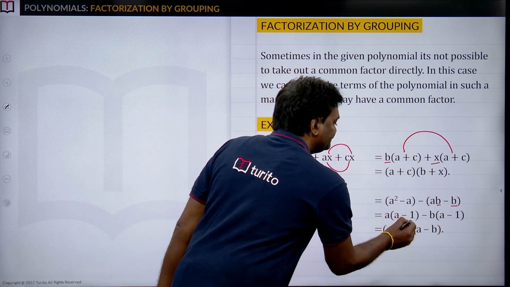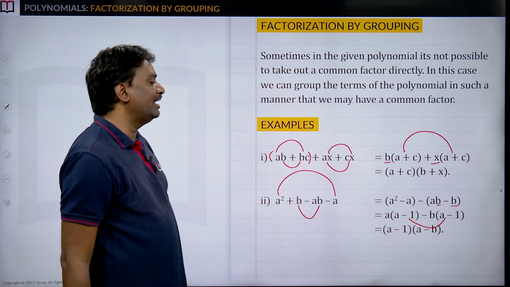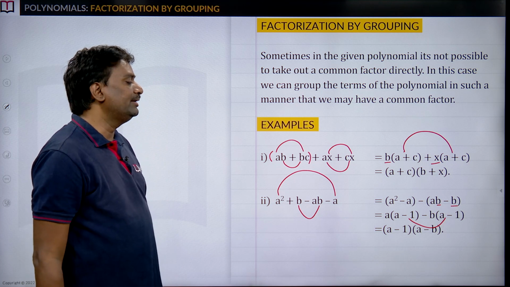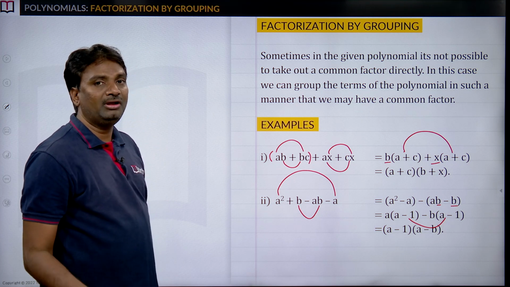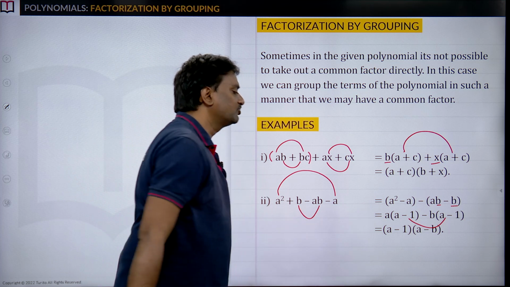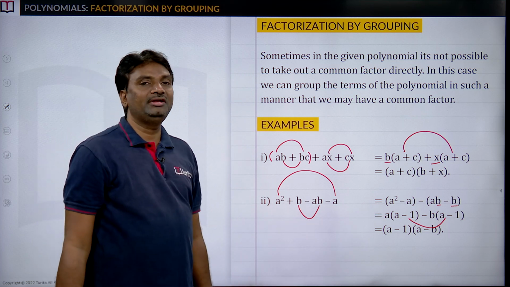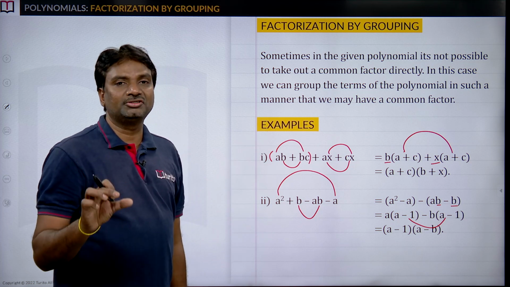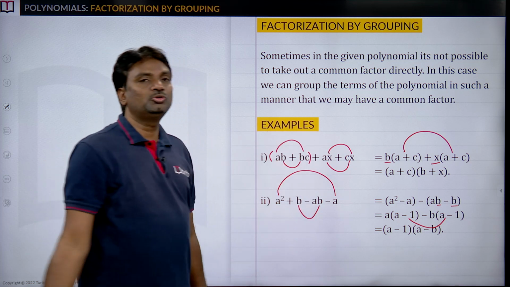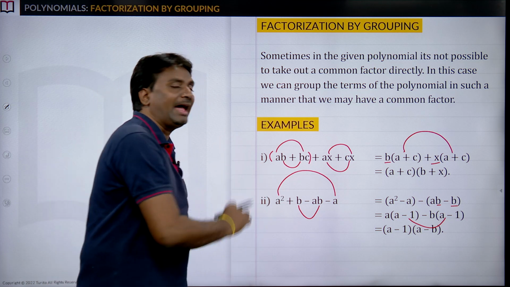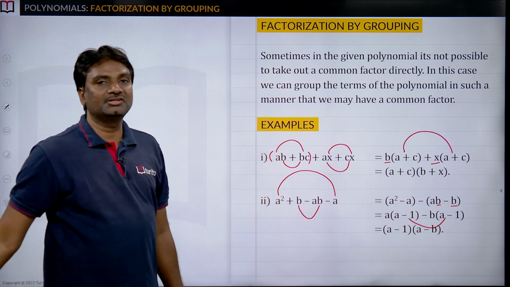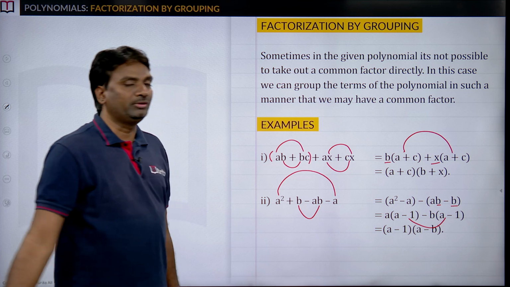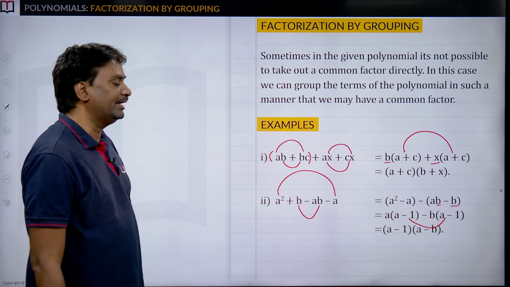Again, by taking this a minus 1 as common, what will you get? A of a minus 1 minus b of a minus 1. By taking a minus 1 as common, we got a minus 1 into a minus b. In the first example, we have taken first 2 terms as one group, last 2 terms as one group. In this example, I have taken first term and last term as one group, the middle 2 terms, second term and third term as second group.